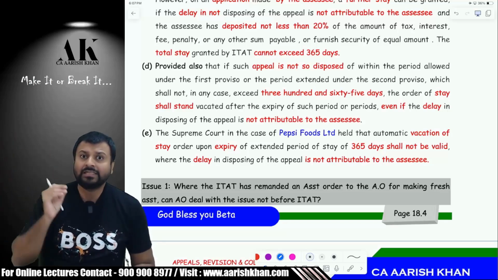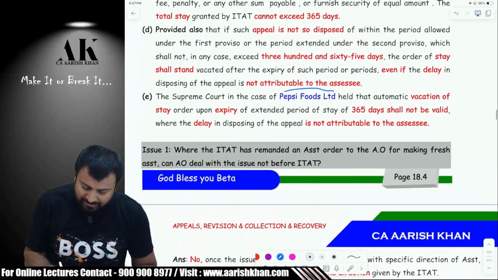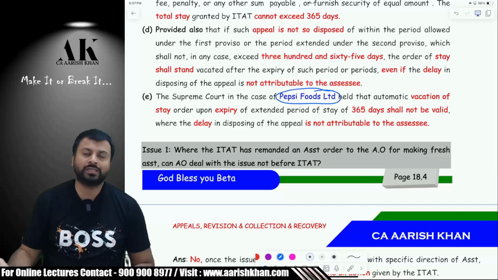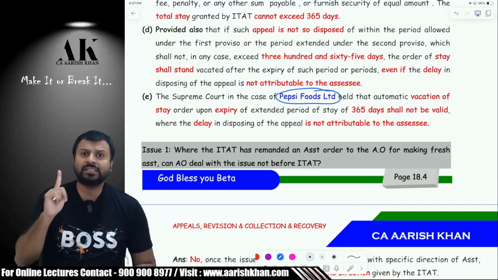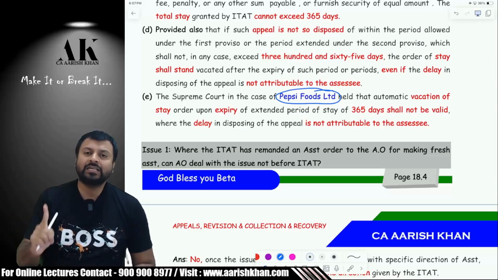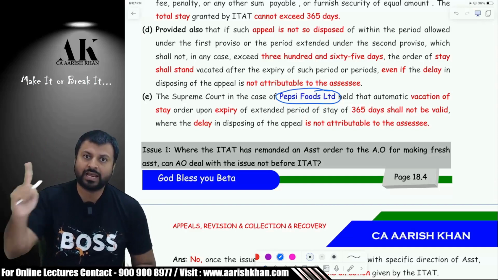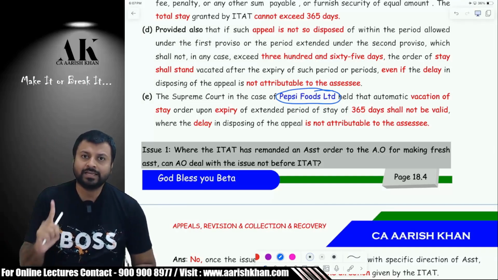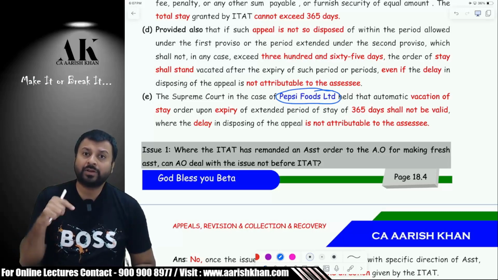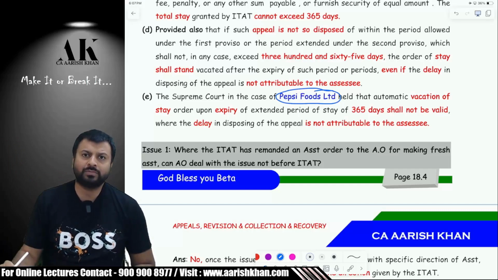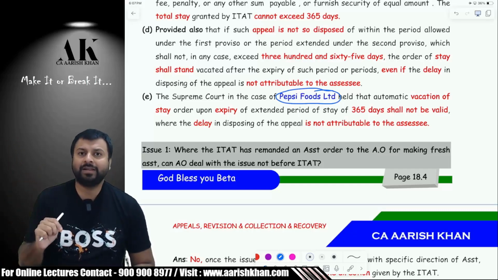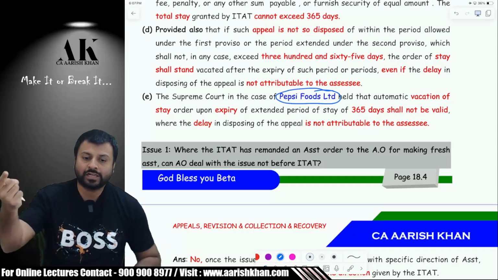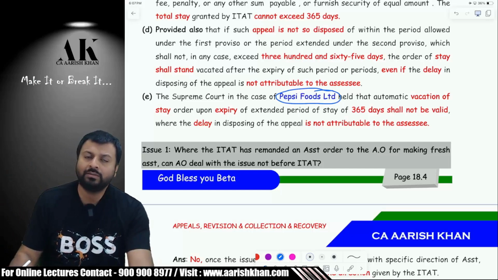But the Supreme Court of India, in the case of Pepsi Food Limited, says that it is wrong to apply this provision. If after 365 days also the delay is attributable to the ITAT, then the extension of stay should further happen. So now the Supreme Court is coming to the protection of the assessee by saying that if the delay is because the ITAT was not able to function because of its other commitments, then in that case the extension has to be given even beyond 365 days.